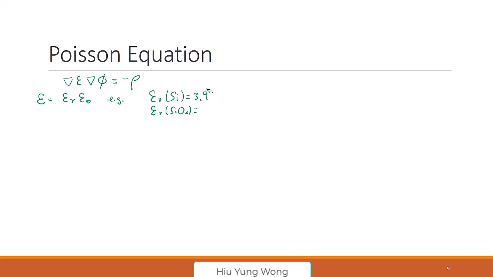I think I said something wrong. Silicon is not 3.9, I'm sorry. It is 11.7. Right, this is 3.9. Okay, and epsilon naught is just the vacuum one, 8.85 times 10 to the power negative 14 farad per cm. That is the first thing, right? I hope that you don't have to memorize the equation, but when some people show you this equation, you understand what is epsilon. Just a fundamental constant.